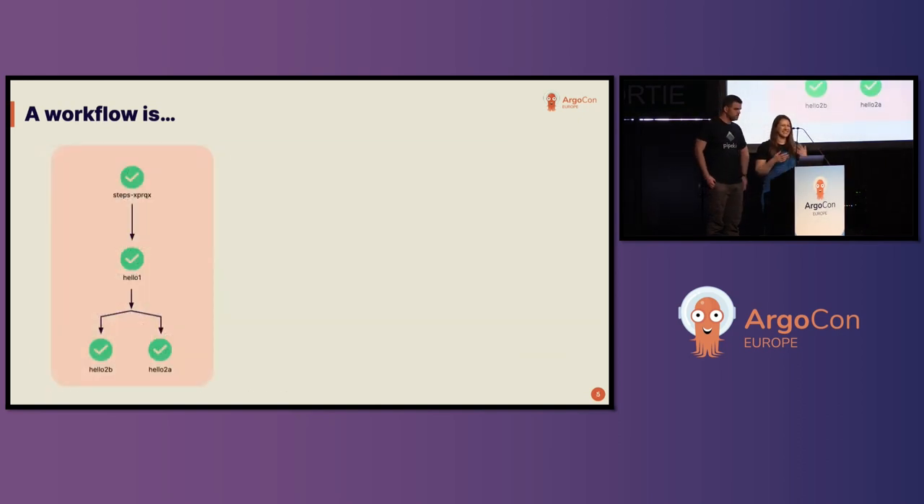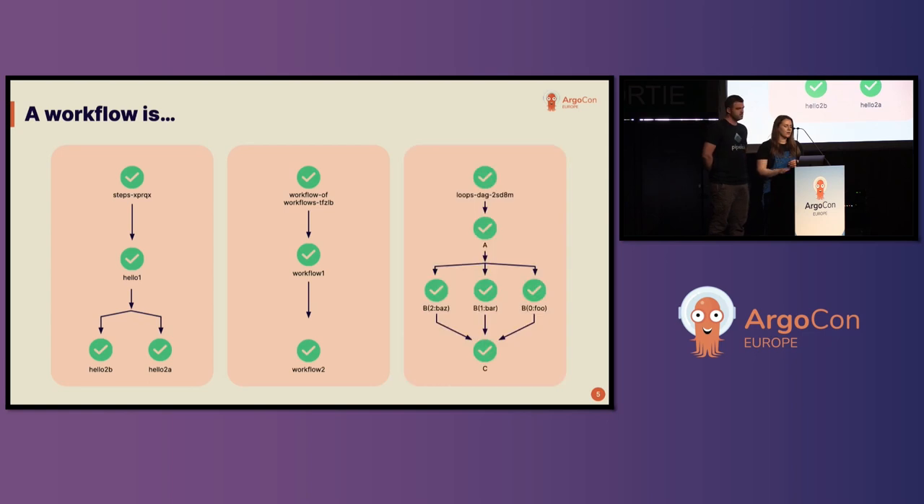But of course, that's not as interesting. It gets a lot more interesting when we have a workflow that has multiple steps. Maybe we need to run these steps in sequence, in parallel, or a combination of both. Sometimes our workflow may actually orchestrate other workflows in what we call a workflow of workflows pattern. Or we may have a complex pipeline where we need to manage multiple dependencies between different tasks. And Argo does this using a DAG or graph.